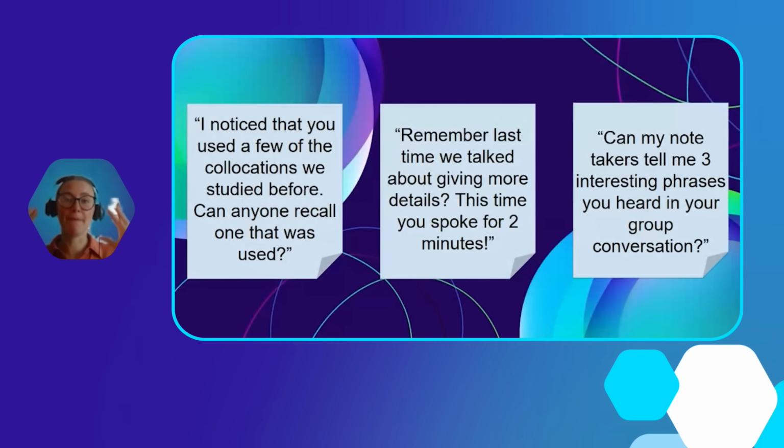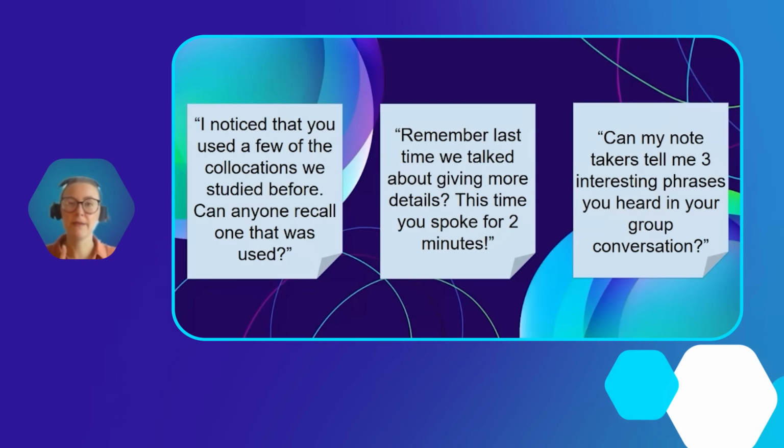And what I would do in my planning stage is I would think, I'm going to give some feedback here. I'm going to give some feedback here. How am I going to do that? And here are 3 examples of how I sometimes give feedback to students. First one, I noticed that you used a few of the collocations we studied before. Can anyone recall one that was used?